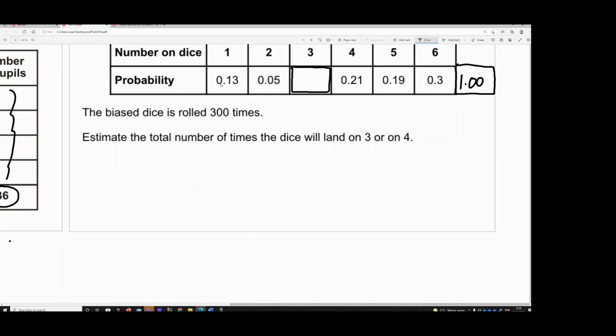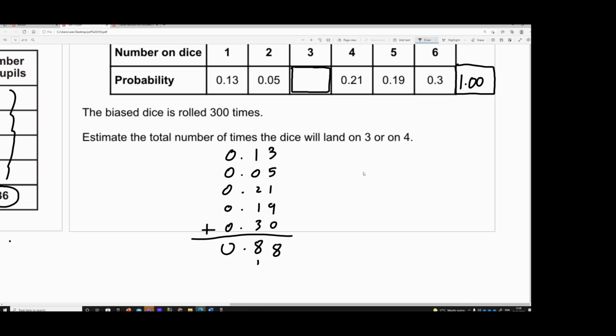So let's add up all of the numbers that we know, all of the probabilities that we know. So 0.13, 0.05. Yeah, exactly right. So let's do that quick. 0.21, 0.19, 0.3. Just being careful to do it right. So 5, 8, 9, 18. 3, 4, 6, 7, 8. To get 0.88, and then I've got to take that away from 1.